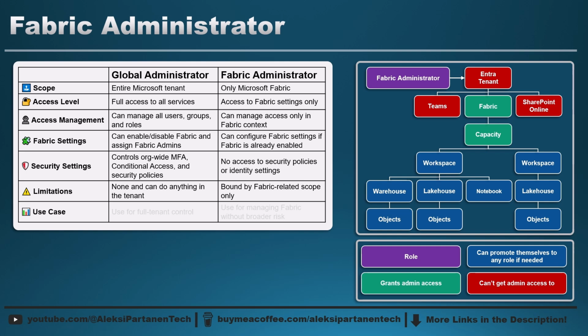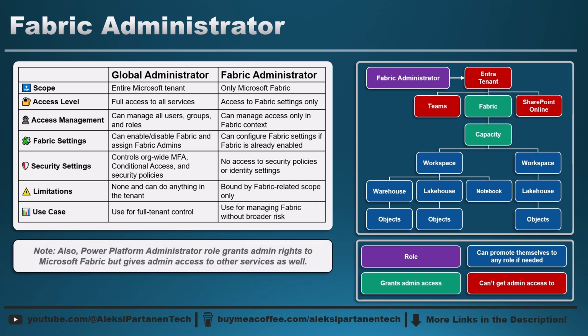Finally, the use case. You should use the global administrator role for full tenant-level control. This role should only be given to a few trusted people in the organization. The Fabric admin role is more appropriate for those who only need to manage Microsoft Fabric without having broader administrative access to the other systems. And as a side note, there is also the Power Platform administrator role.